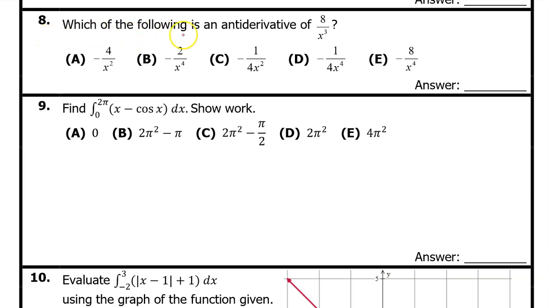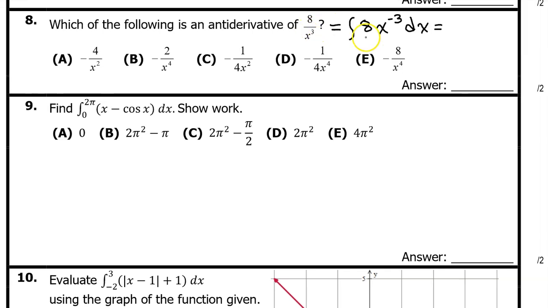Number 8. Which of the following is an antiderivative of 8 over x to the third power? I recommend a rewrite. 8 over x to the third power is the same thing as 8 times x to the negative 3 power. Now we can use the power rule of integration, which says that for the antiderivative, we add 1 to this exponent, and that gives us the negative 2 power. Then we divide the existing coefficient by the new exponent. 8 divided by negative 2 is negative 4.